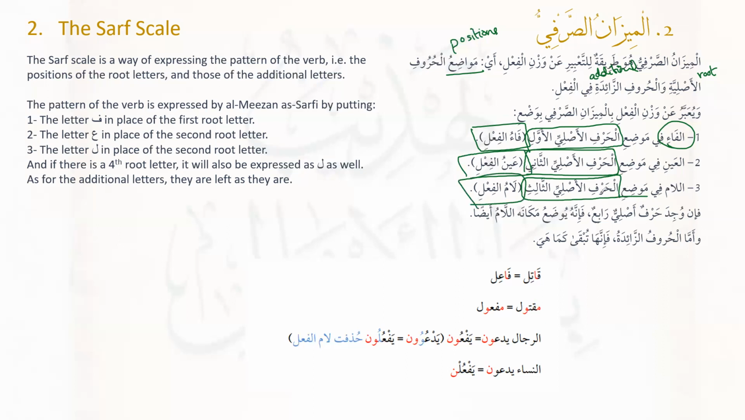فَإِن وُجِدَ, if there is a 4th root letter as well, which is not uncommon. There are a lot of af'al that have more than 3 root letters. So if there is a 4th or 5th root letter, then you also put in place of it a lam. فإنه يوضع مكانه اللام أيضا. وأما الحروف الزائدة, as for the additional letters, they remain the way they are. طيب لحظة.